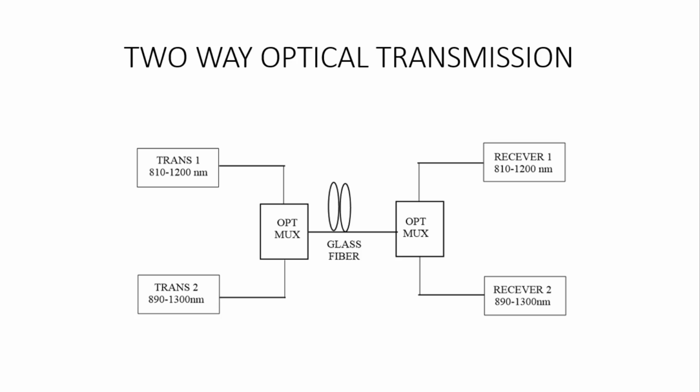Two-way optical transmission: transmission 1 and transmission 2 are given to the optical multiplexer. The optical multiplexer merges the signals and gives them to the optical glass fiber link. After that, on the receiver side, an optical multiplexer is used to separate the signals, which are given to receiver 1 and receiver 2. In this way, two-way communication takes place.